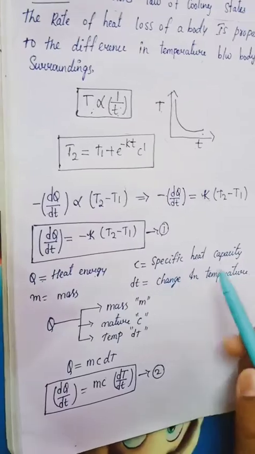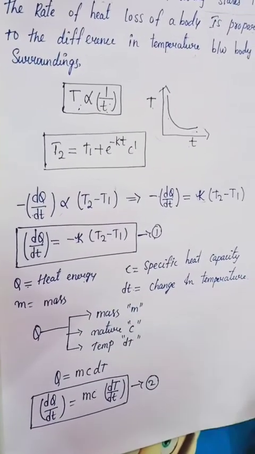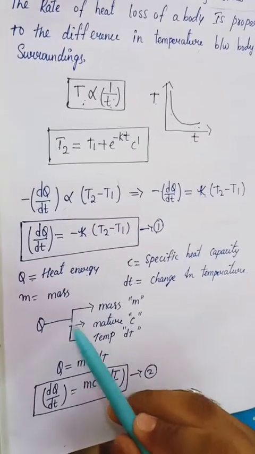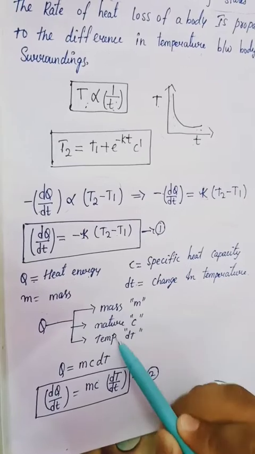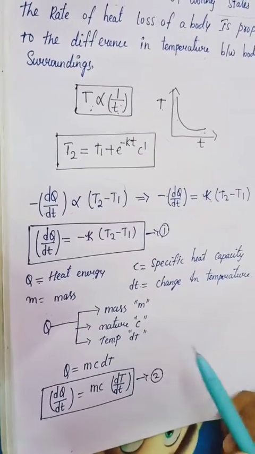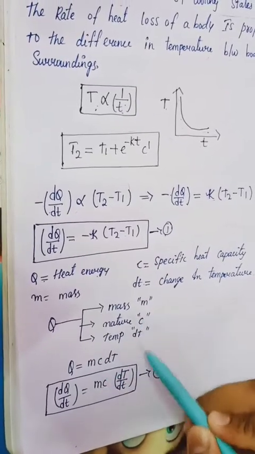Q is equal to heat energy, C is equal to specific heat capacity, M is equal to mass, and dt is equal to change in temperature. The heat energy has three factors: mass M, the nature of the specific heat capacity C, and the temperature change dt. The combined equation is Q is equal to mc dt.